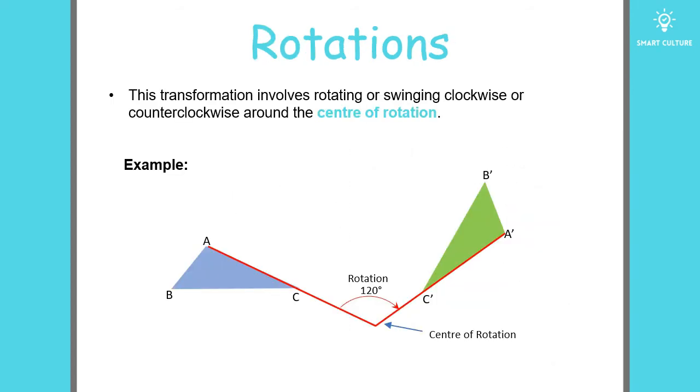Moving on to rotations. So this transformation involves rotating or swinging clockwise or counterclockwise around the center of rotation. So the important part here is the center of rotation. You can see it is indicated on the diagram as well. So here we have a 120-degree rotation. The original triangle is again the blue triangle, and then the green triangle is the image of the blue triangle. The green triangle has been rotated 120 degrees around the point of rotation, or the center of rotation.